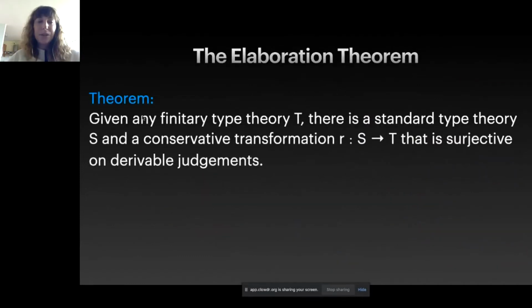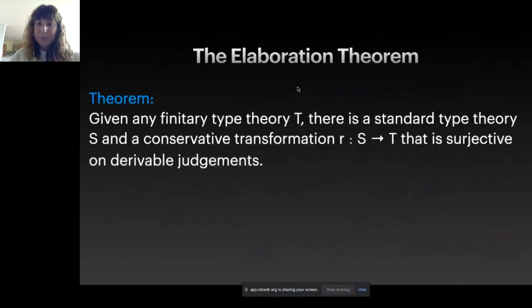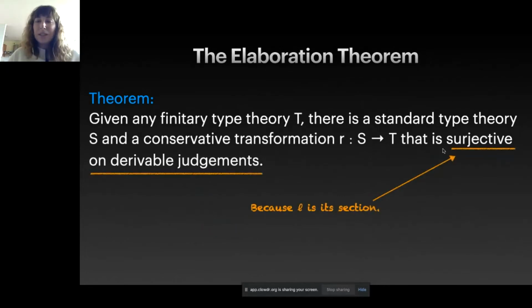So here you go. We are given any finitary type theory T. For any such type theory, there is a standard type theory S and a conservative transformation R, this retrogression map that we had here, that is surjective on derivable judgments. This is the formulation that doesn't really mention L, but we know that this condition is satisfied because L is its section.